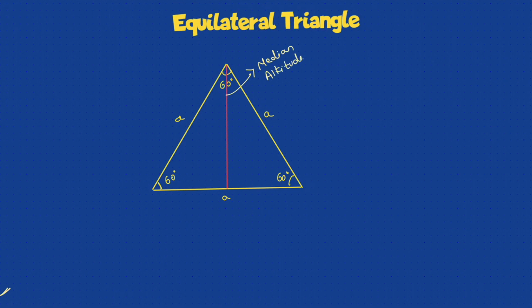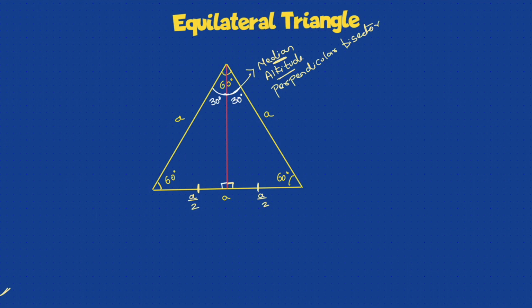Altitude, median, perpendicular bisector, everything is the same in an equilateral triangle. So if I talk about altitude or a median or a perpendicular bisector, all of them are the same in an equilateral triangle, and that is what makes this triangle very special. So if I am saying it's a median, what will it do? It will divide the opposite side, A, into A by 2, A by 2.